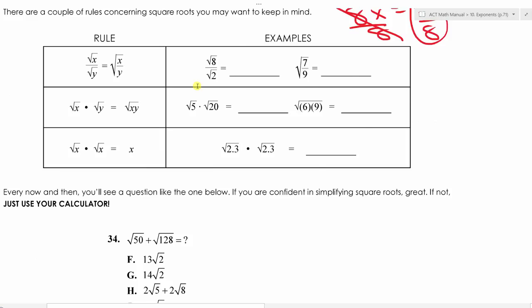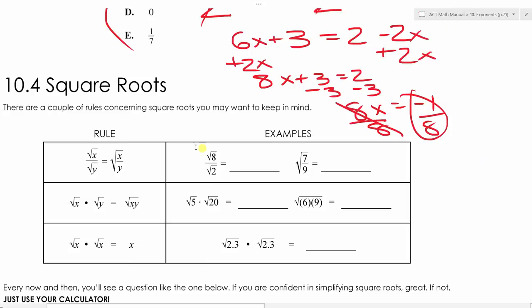Now, finally, square roots. You do have to be aware of a few rules. Look at these examples over here. They're not numbered. These examples pertain to this rule, which says that if you have a root in the numerator and a root in the denominator of a fraction, you can combine the two things under the equal sign into the same fraction under a single square root.